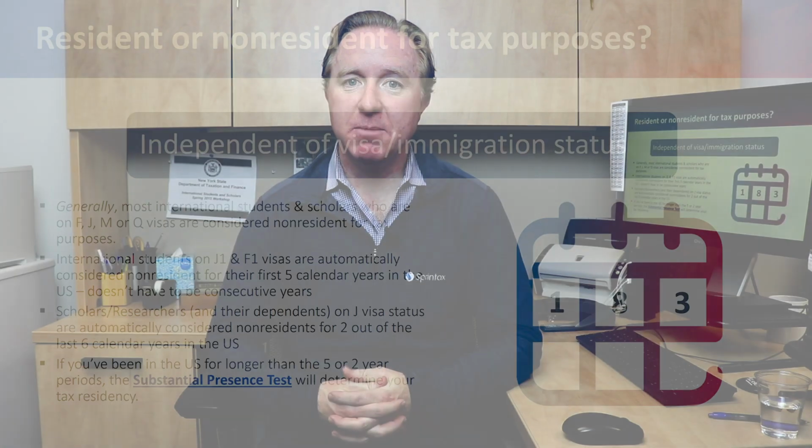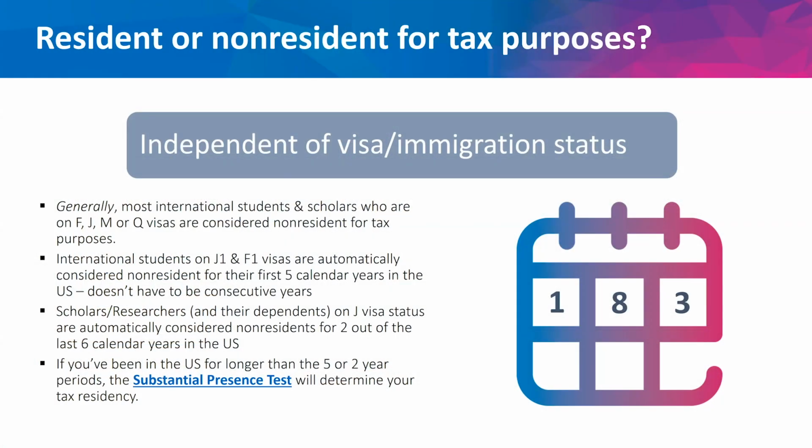The first thing we need to do is figure out who's a resident and who is a non-resident for tax purposes, because the filing obligations are going to be quite different. The good news is the IRS have tried to make this simple for international students and scholars. If you're an international student on J or F visa, the IRS will give you a period of 5 years where you're essentially automatically classified as a non-resident for tax purposes. So that's 5 years while you're in the US. It doesn't have to be 5 consecutive years, it's 5 years in total on your F and J visa.